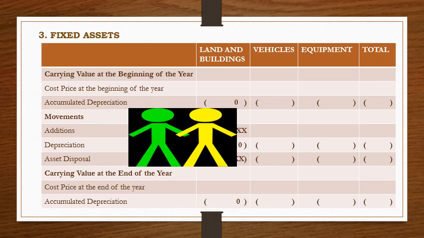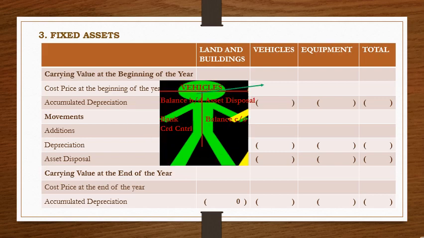Now, for vehicles and equipment, remember, two are better than one. Do you remember the two friends from our previous video? The green represents vehicles or equipment, and the yellow, its accumulated depreciation buddy. Let's use vehicles again as an example. Start with the green guy, the vehicles account in the general ledger. There's a reason why he's green. Do you remember he's full of leaves? Cost price leaves. If you've forgotten what I'm talking about, check out the first video again.